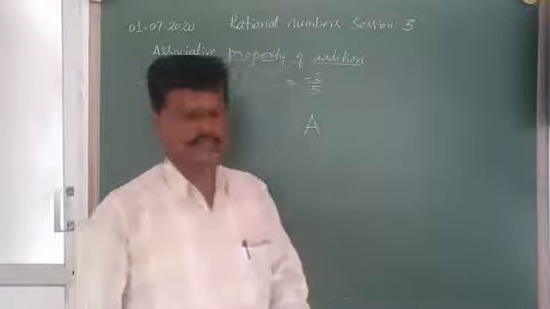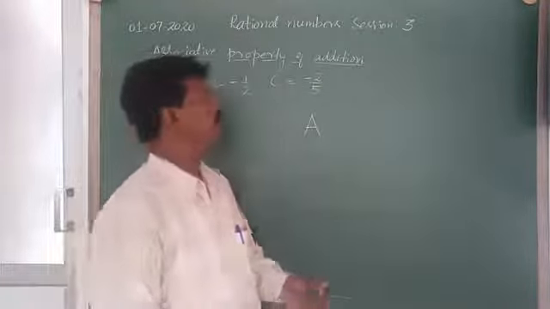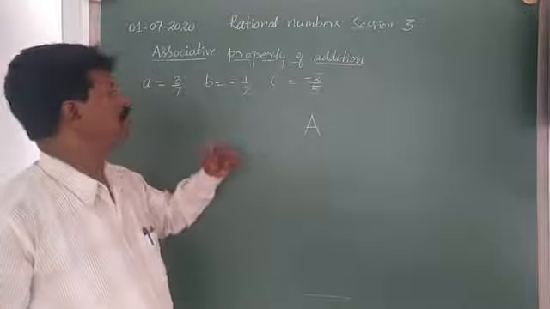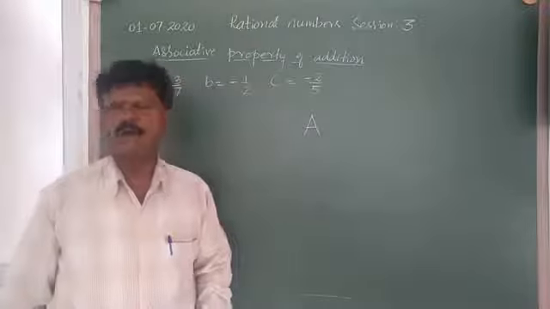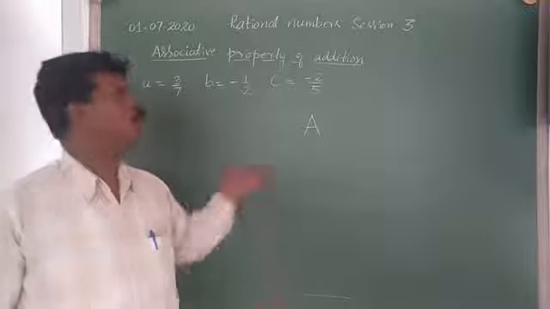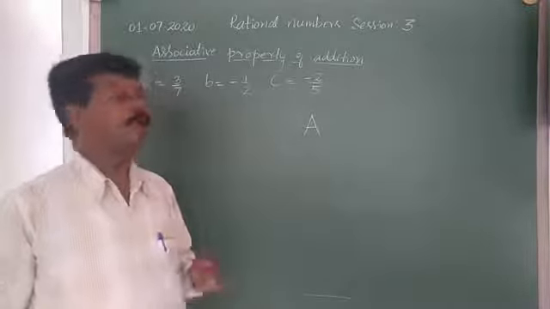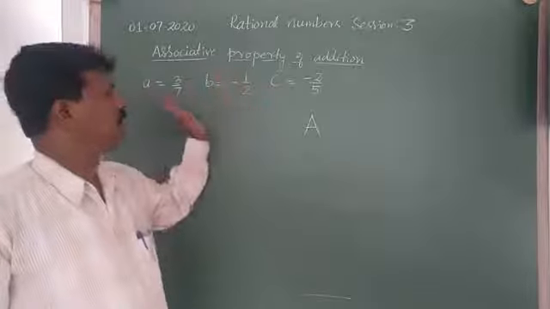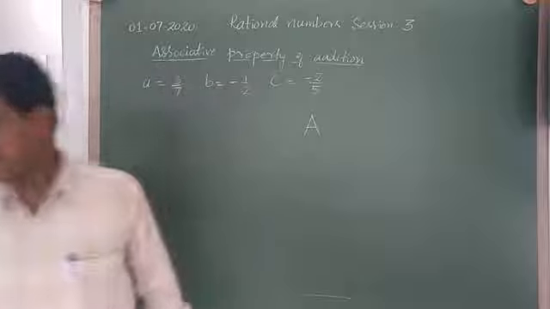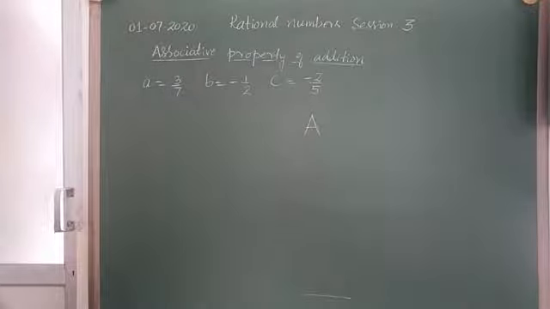Now, I am continuing the rational numbers chapter. In that, last class we studied the associative property of addition, the commutative property of addition, the commutative property of multiplication, and different rational numbers, positive rational numbers and negative rational numbers. Today I am continuing that rational numbers chapter with some more examples.